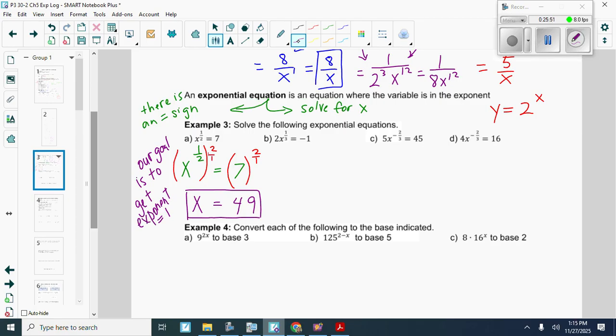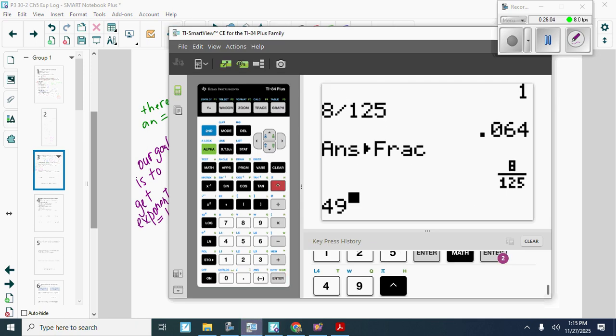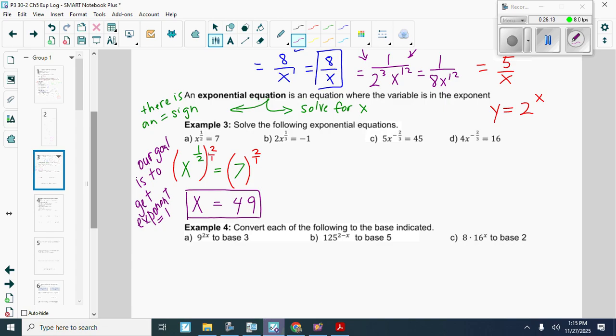How could we check that? Could we go back to our original equation and substitute in? Could you go 49 to the exponent 1/2 with your calculator? It says the answer is 7, which is what the right-hand side is equal to. So that means we successfully isolated for x and solved for x, and we checked it by putting it back into our original equation.